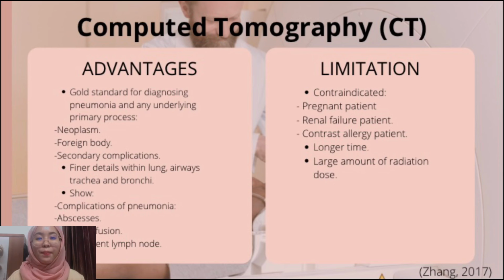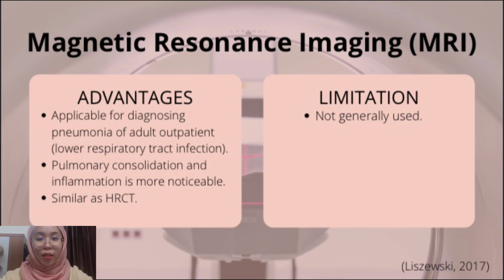It also takes a longer time, and it also uses a large amount of radiation dose. Okay, next, for the third modality we use in diagnosing pneumonia, we have MRI. For the advantages of MRI, it is commonly used for adult outpatients with pneumonia because it is applicable for diagnosing lower respiratory tract infections. It is also applicable to detect and notice pulmonary consolidation and inflammation. It's similar to HRCT, but it is not generally used.